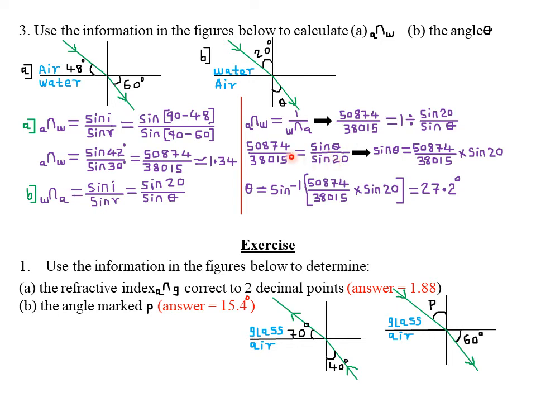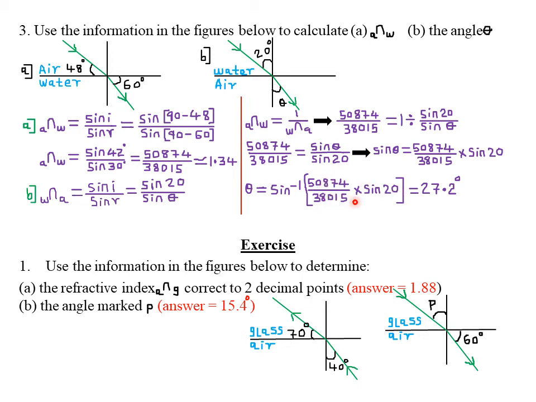If I multiply on both sides by sine 20, the sine 20 times sine 20 will cancel out, so that I just remain with sine theta being equal to 50874 divided by 38015 times the sine of 20. Therefore, sine theta is equal to 50874 divided by 38015 times the sine of 20. Then for me to find theta, I'll find the sine inverse of this value here. Therefore, sine inverse of 50874 divided by 38015 times sine 20.